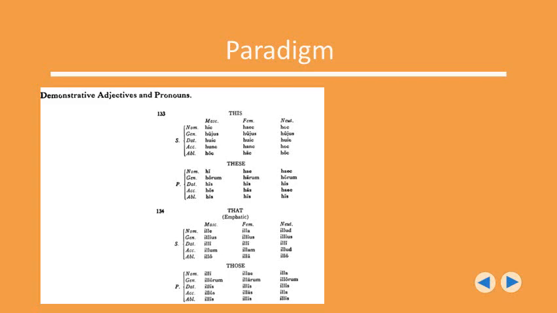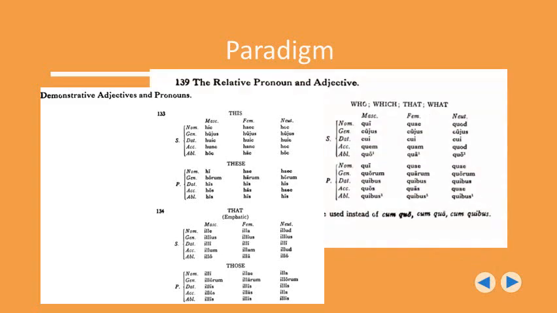So here we have our near demonstrative paradigm. This is on your grammar on page 36, section 133. We're looking at the top. And I'm going to go ahead and put next to it on the next page the relative pronoun. You can see a lot of similarities.